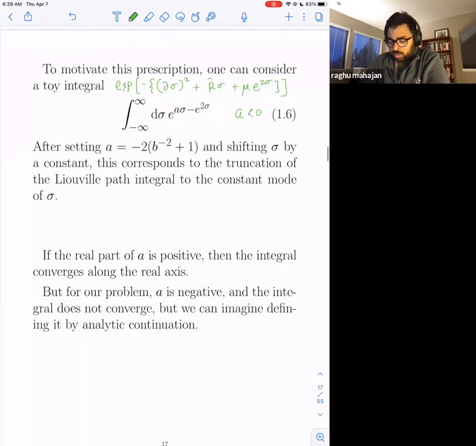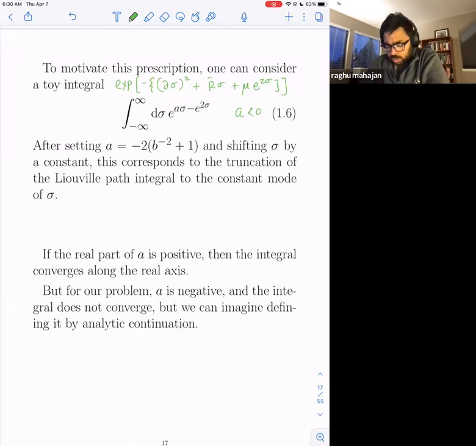Okay, so this is the integral we want to do. Now note that as sigma goes to plus infinity, the e to the minus 2 sigma makes the integrand convergent because there's just an e to the plus 2 sigma here. It's very big, so it's e to the minus that, so the integrand is convergent.